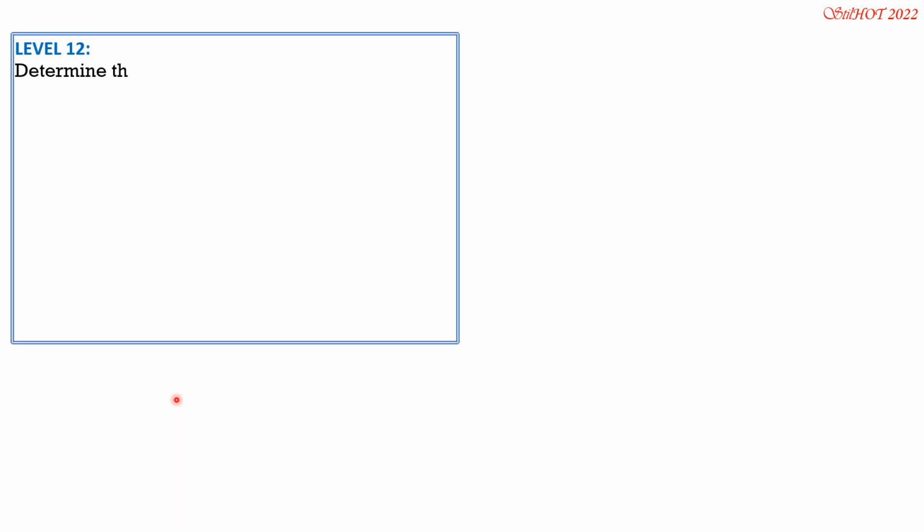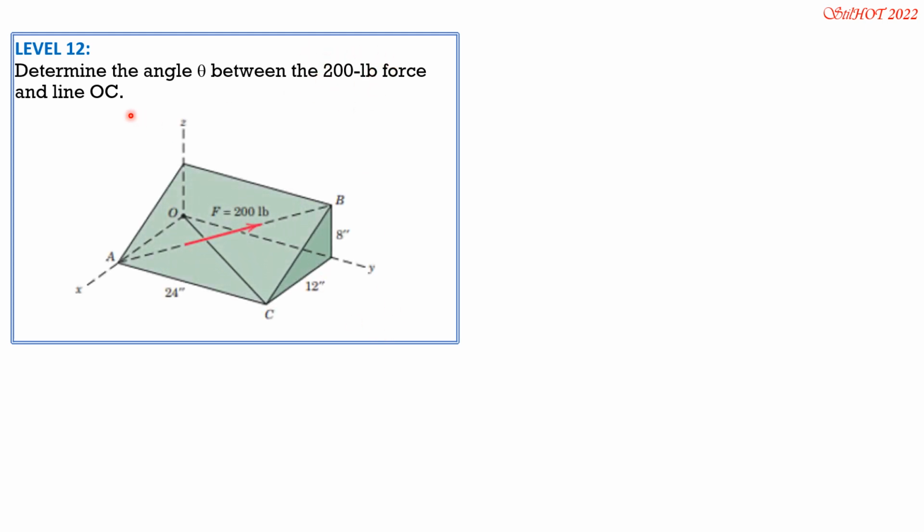Level 12, determine the angle theta between the 200-pound force and line OC. So cosine theta is component of the 200 pound on OC divided by 200, where component of the 200 pound on OC is obtained by dotting the force F with the unit vector of OC.